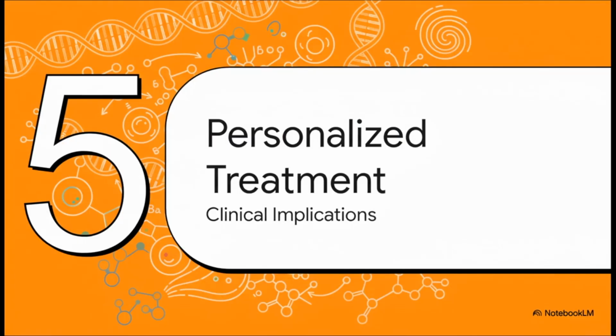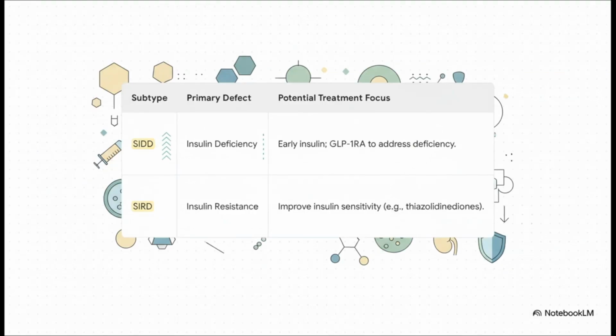So, with this new understanding of the pathophysiology and the risk, how do we translate it into better patient care? Because that's the ultimate goal, right? Well, this framework finally allows us to match the treatment to the underlying defect. For a SIDD patient, the goal is to address their insulin deficiency, which suggests early and intensive insulin, or maybe GLP-1 receptor agonists. But for a SIRD patient, the focus completely shifts to improving insulin sensitivity, with agents like thiazolidinediones and aggressively protecting their kidney function, maybe even before significant hyperglycemia develops.